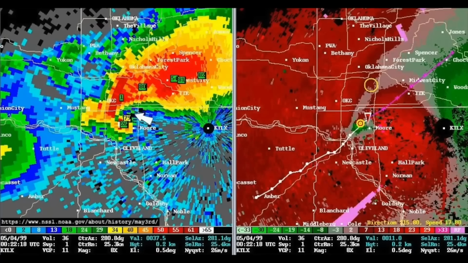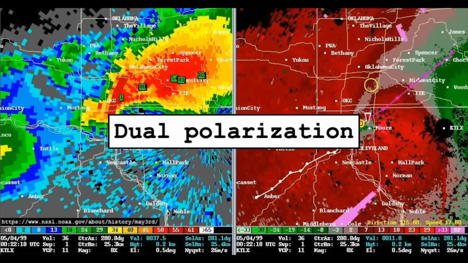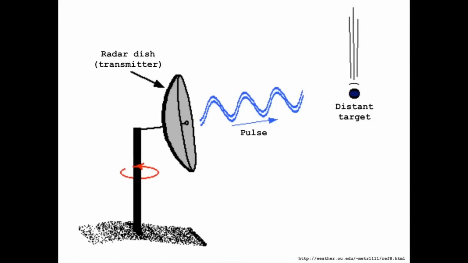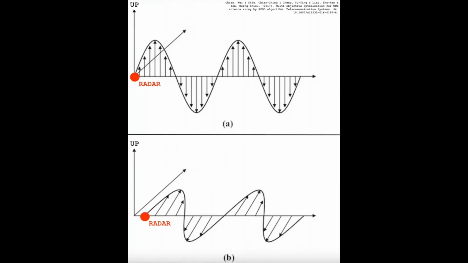Before the early 2010s, WSR-88D radars could only produce reflectivity and velocity measurements, but starting in 2012, the entire network was upgraded to have dual polarization capabilities. Let me explain. The pulses of energy emitted by a radar oscillate in a specific plane, much like the ripples in a calm pond after you toss a pebble into the water. The orientation of the waves is a property called polarization.